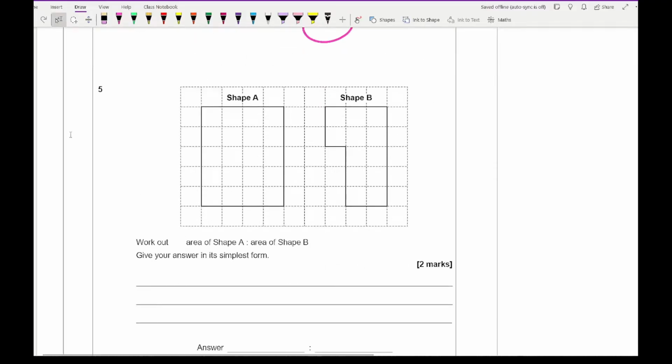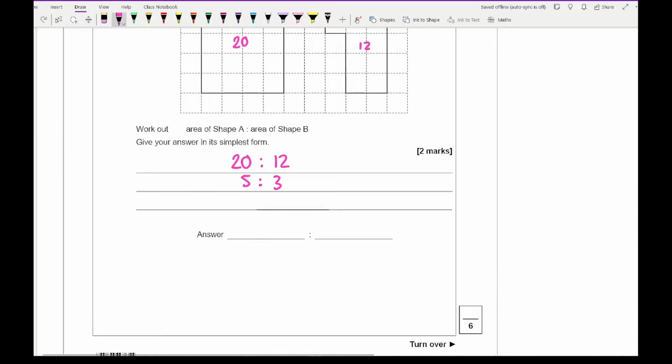With question 5, it says work out the area of shape A to the area of shape B, and we need to write this as a ratio in its simplest form. So working out the area of A, just counting the number of squares, I notice that I've got 5 times 4, which is 20. And then looking at the area of B, that's going to add up to 12. So 20 to 12, and we just divide both numbers by 4, so I get 5 to 3, and that is my ratio, 5 to 3.